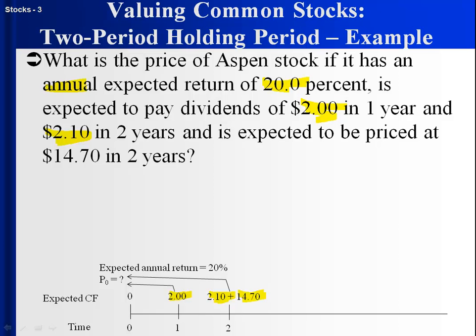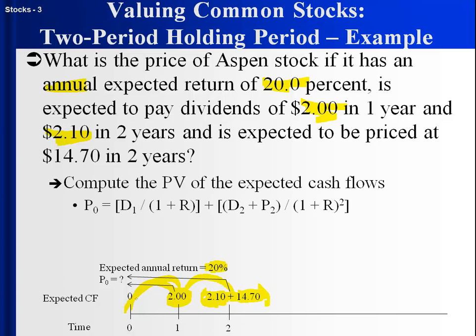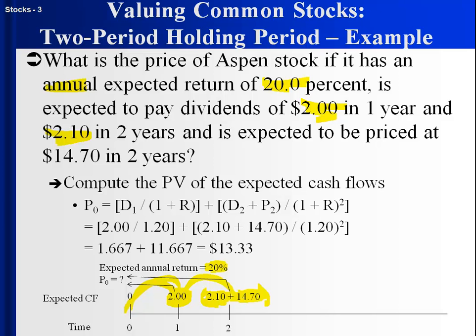Well, again, you own something that's expected to pay you $2 in a year with a discount rate of 20%, so 2 over 1.2. Then 2 years later, pay you a dividend of $2.10, sell it for $14.70. So the sum of that divided by 1.2 squared. And that's what we have there, and we can see the price of the stock is $13.33.